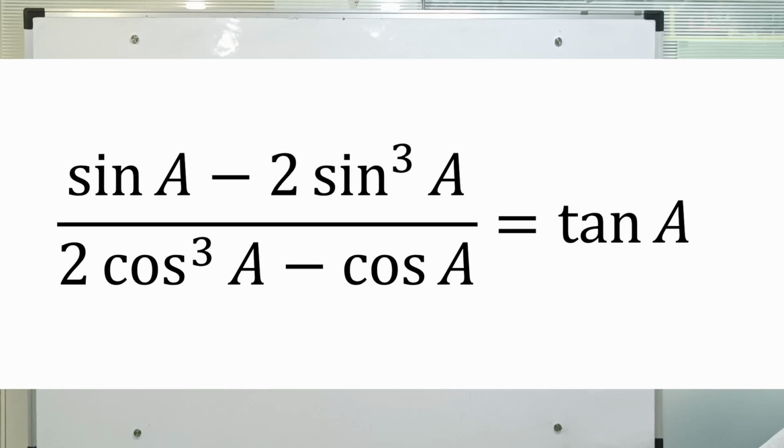Now let us take the sum. This is sum number 34 from exercise 21A from Selina Concise book. The example is as follows: (sin A minus 2 sin cube A) upon (2 cos cube A minus cos A) is equal to tan A. We have to prove this.